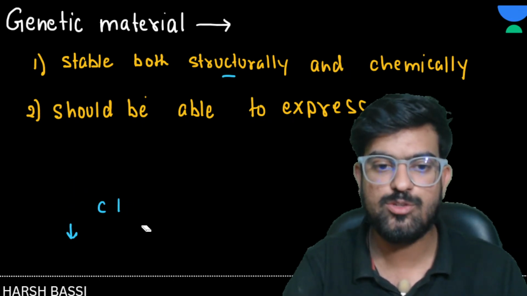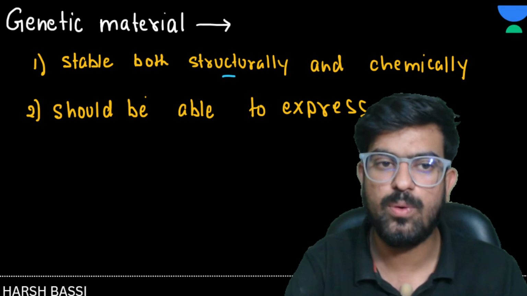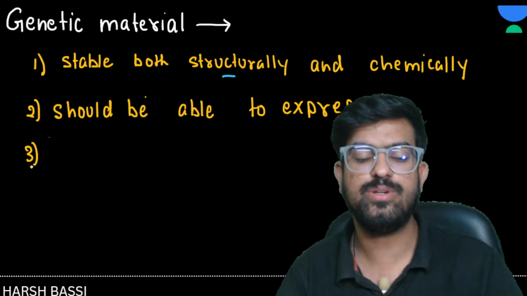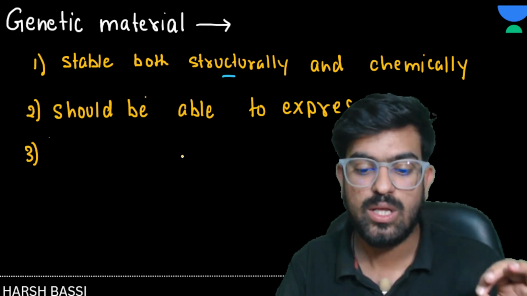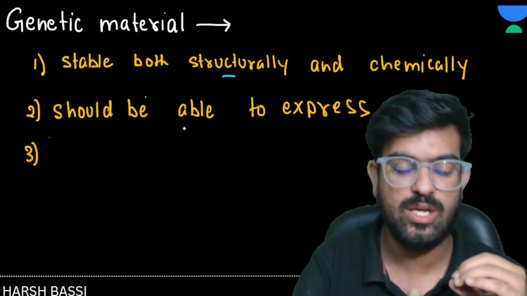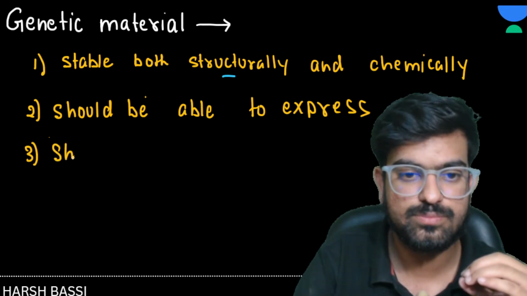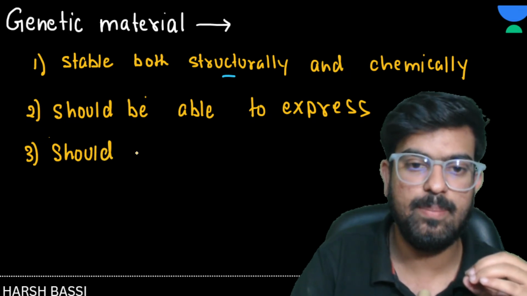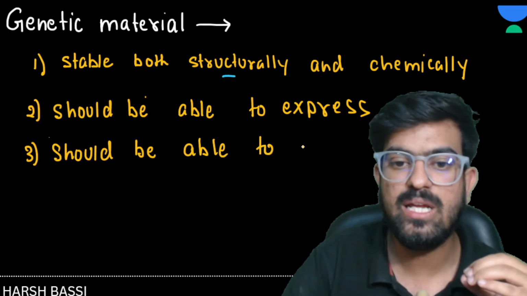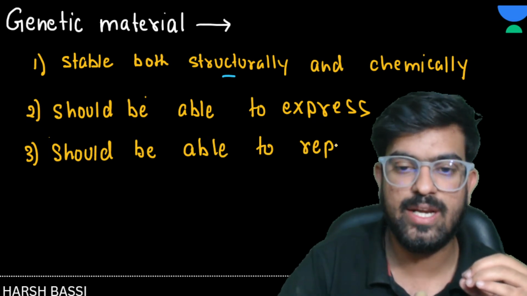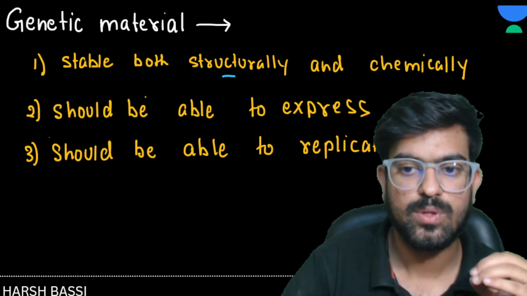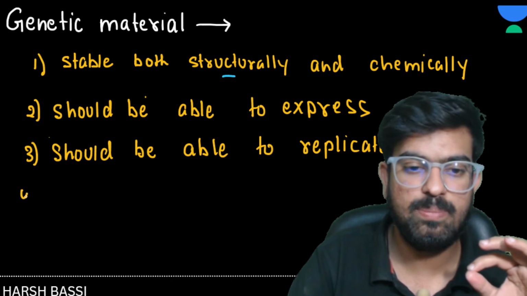Great. Now let's move on and talk about the third point which our genetic material should have. It should be able to replicate itself. It should know how to make its own copy. Should be able to replicate itself.